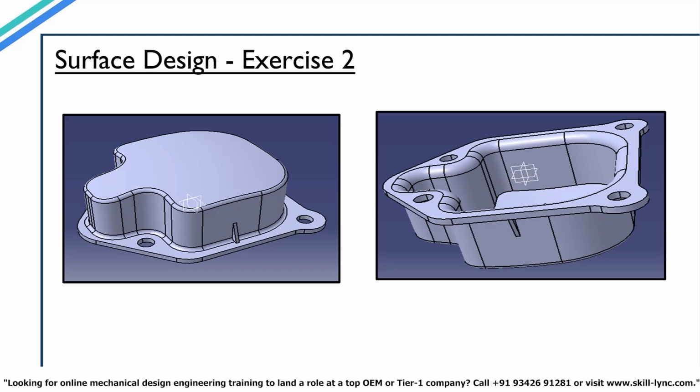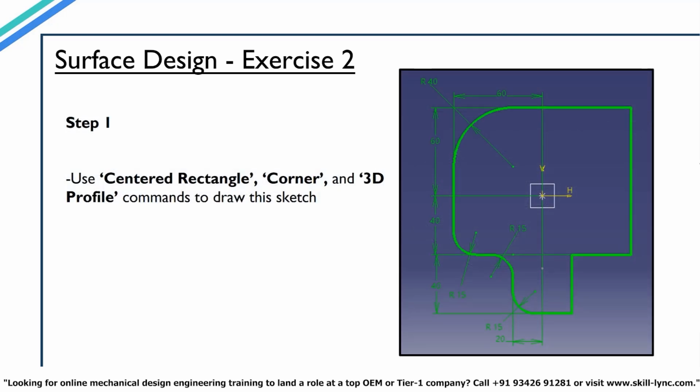Let's start the design. Let's take a look at this slide. In this step, I will start a new part. Draw this sketch and constrain it. I will use the centered rectangle command to draw two rectangles, and then use the corner command to smoothen the sharp corners on one side of the profile. I will use the 3D profile command to make this profile visible even when the sketch is hidden.